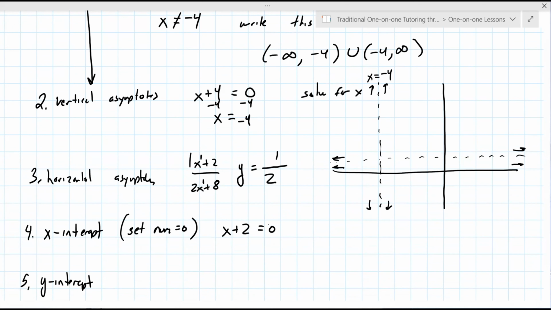So it'll be x equals -2. X equals -2. And that's a point on the graph. There it is. Boom, right there. There's a point on our graph.